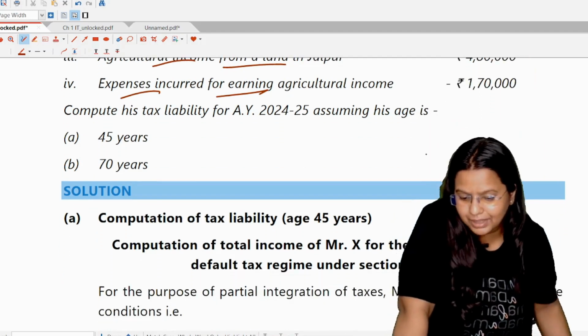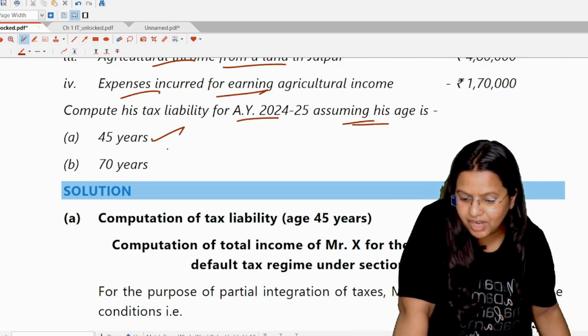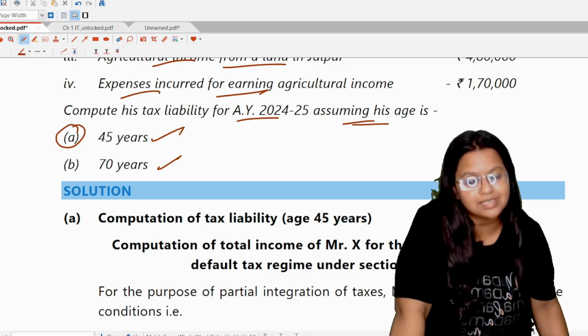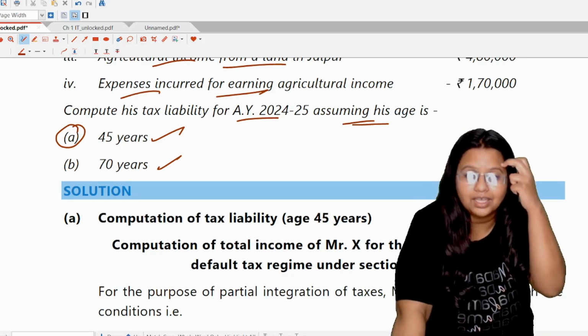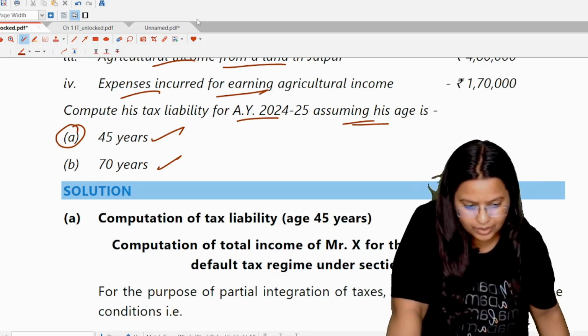Compute his tax liability for assessment year 24-25, assuming his age is 45 years and 70 years. I am doing this question for 45 years, that is a normal person. Then the next part will be for the age of 70 years. Okay, now let's do it.